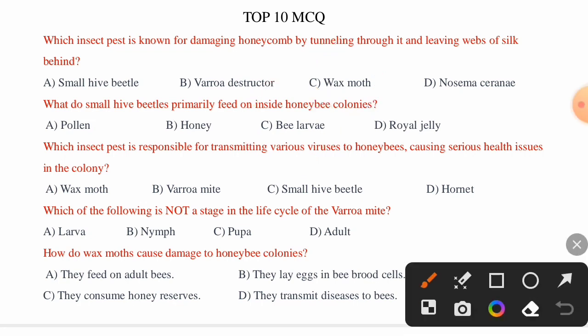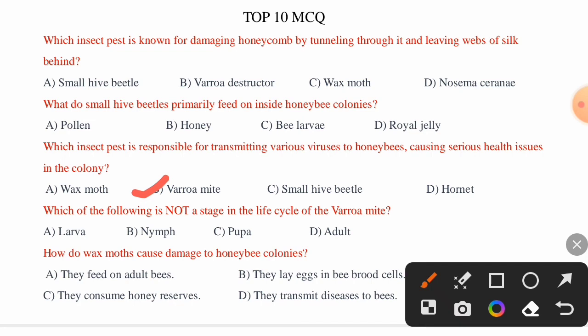Then, which insect pest is responsible for transmitting various viruses to honeybees, causing serious health issues in the colony? Options: wax moth, varroa mite, small hive beetle and the hornet. So the answer is varroa mite. These mites transmit the viral diseases and different diseases and cause health issues in the honeybee colony.